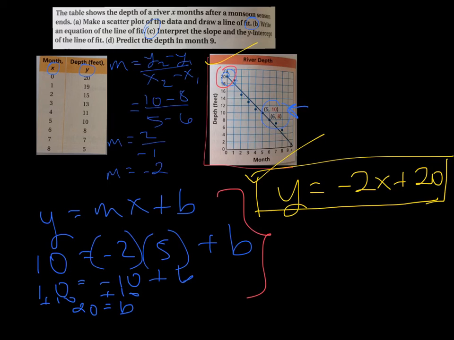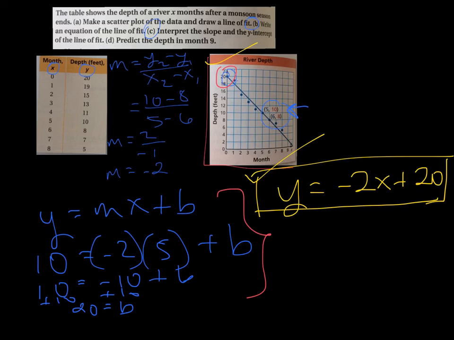Well, it means that every 1 month the river's going down negative 2 feet, right? So after 2 months it's going to go down 4 feet, right? Because if we have 20 as our starting point and a negative 2, after monsoon season ends, the river's going down negative 2, so going down 2 feet per month. So that would be your interpretation of the slope.